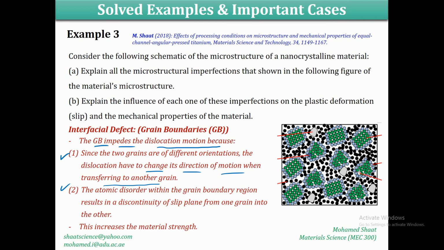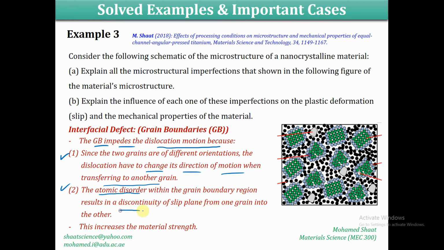So the dislocation should orient itself to move to the next grain following its slip system, and in that case this requires that we give more energy, and this indicates a stronger material. Another reason is the atomic randomness, or atomic disorder. As shown in the figure, atoms are very random within the grain boundary region.